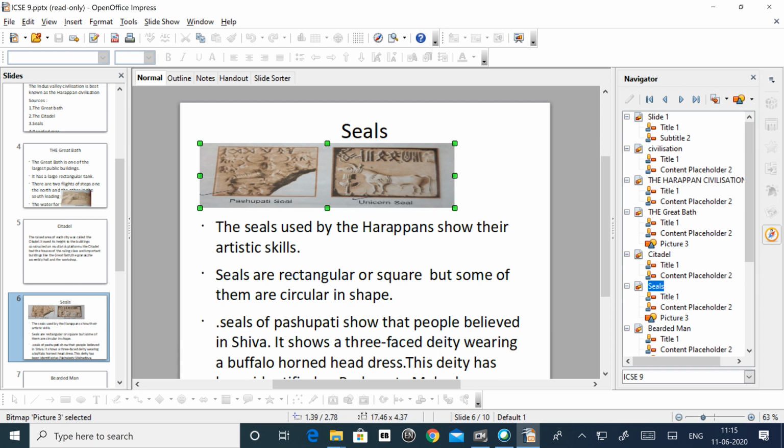The Pashupati seal shows that people believed in Shiva, but the unicorn seal shows the mythical belief of the people. That is the two types of seals. It shows their artistic skills. What is the shape of these seals? It is rectangular, square or circular shape. And two examples of seals are Pashupati seal and unicorn seal. Pashupati shows that people believed in Shiva, and unicorn seal shows their mythical belief.